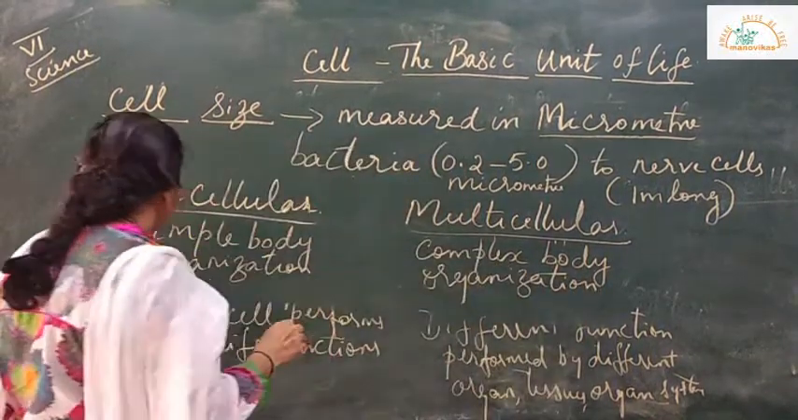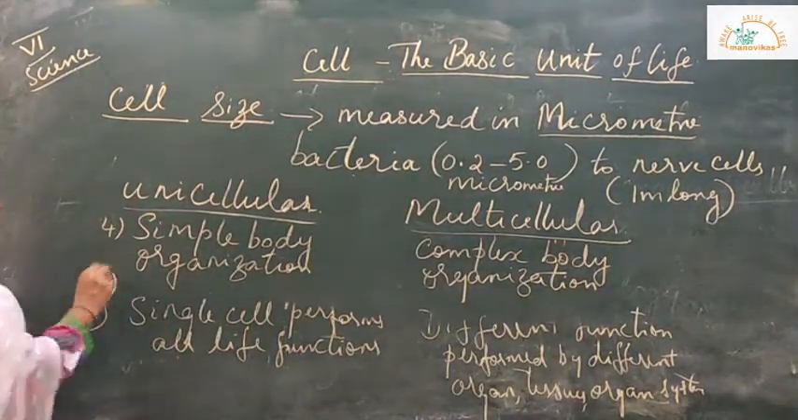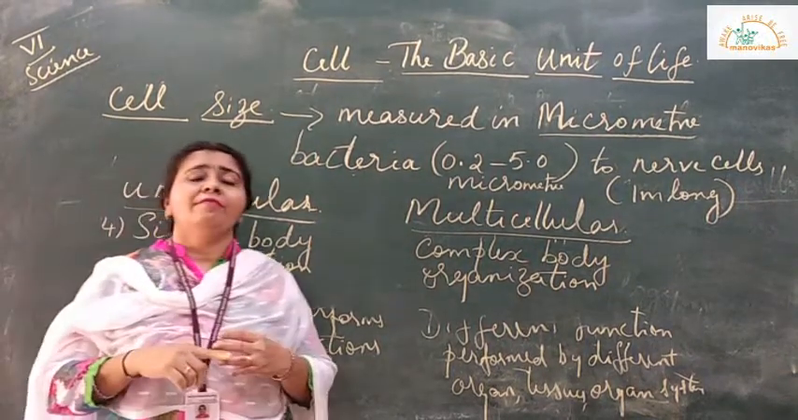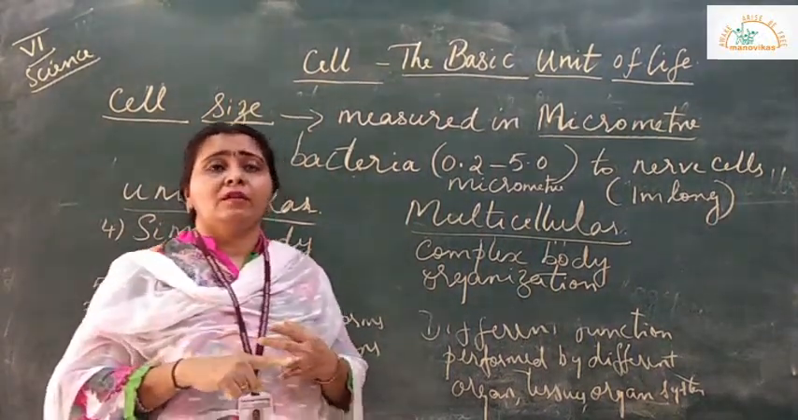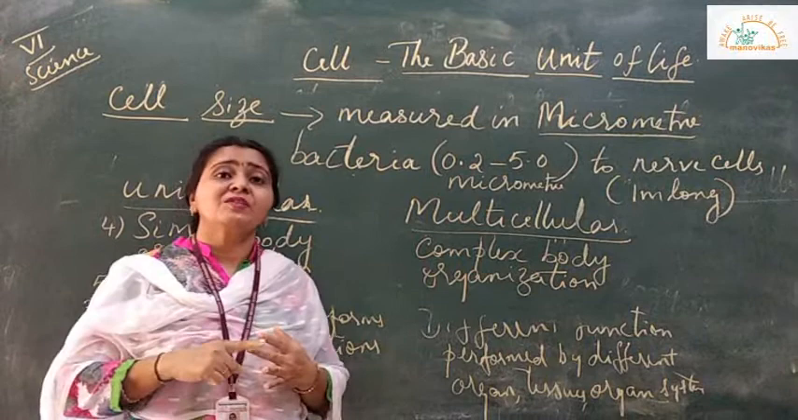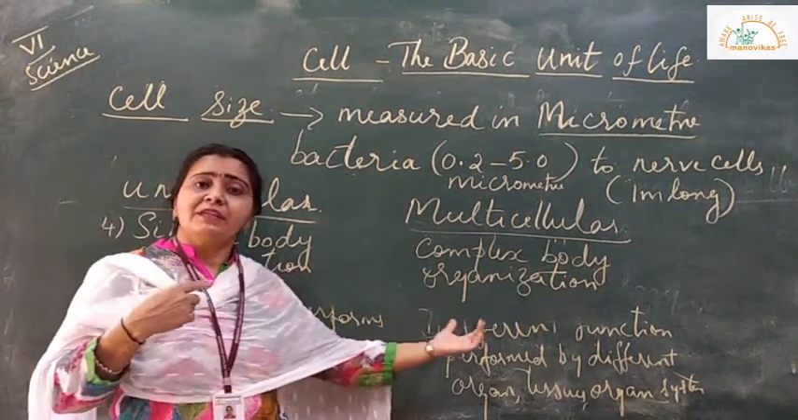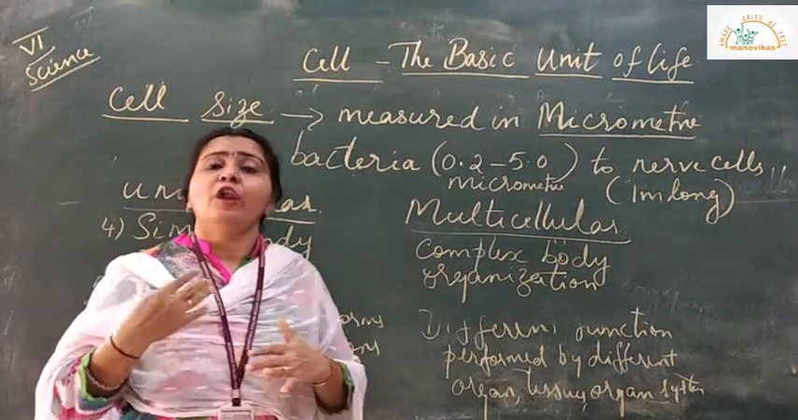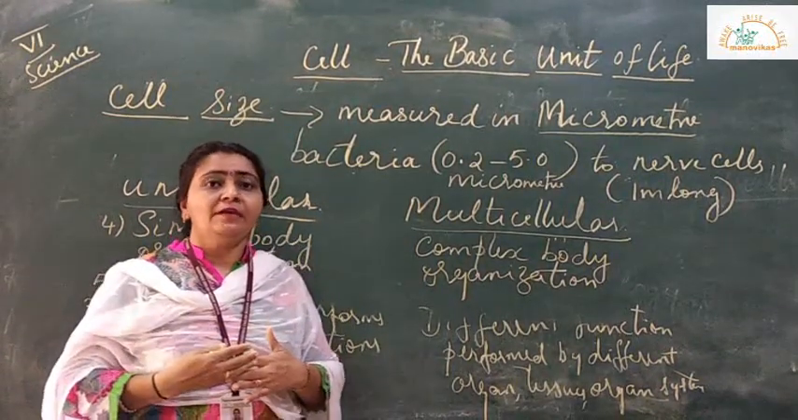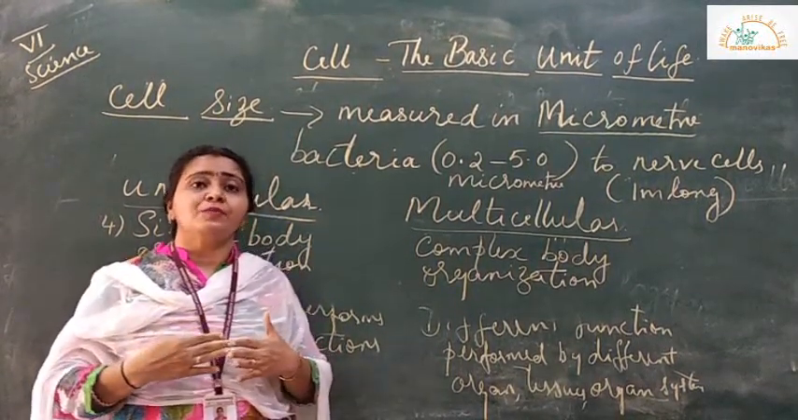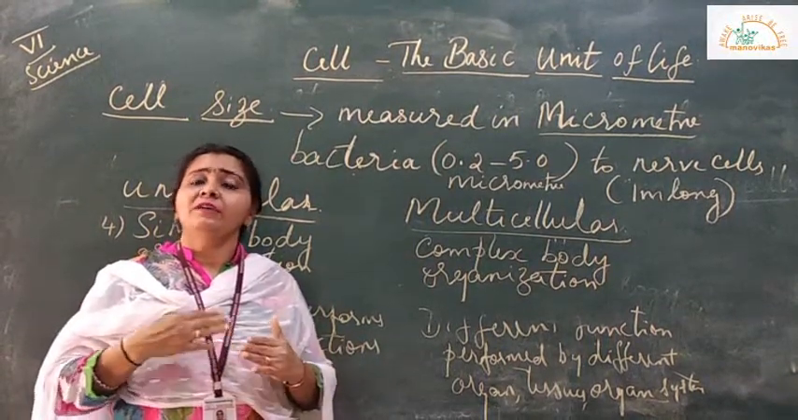And unicellular organisms have a very short lifespan. They live for a very short time. Whereas multicellular organisms live for a longer period of time. So these are the differences between unicellular and multicellular.